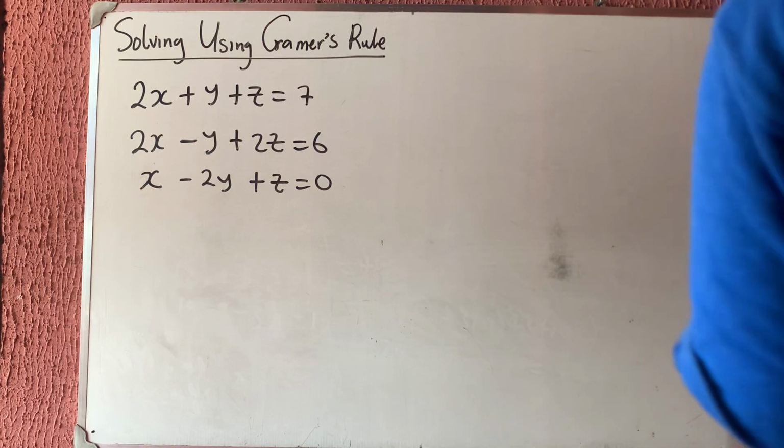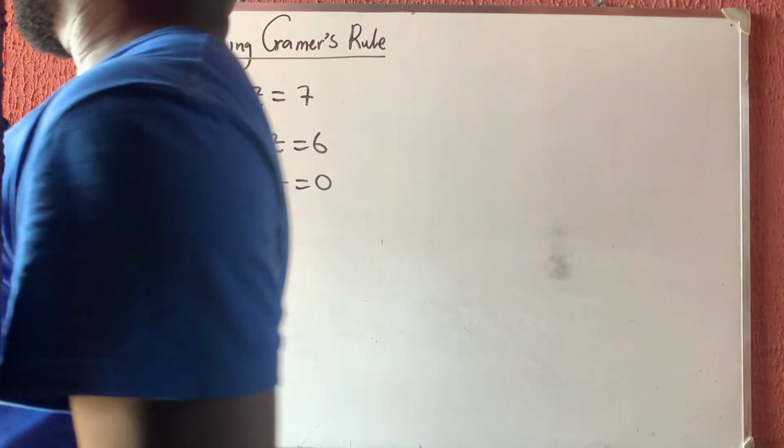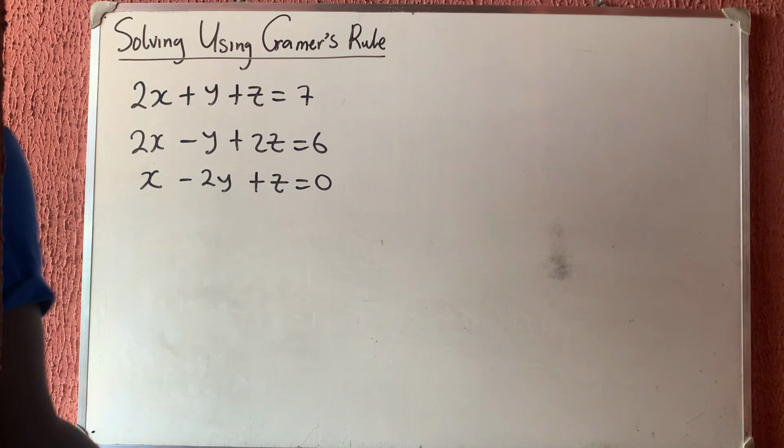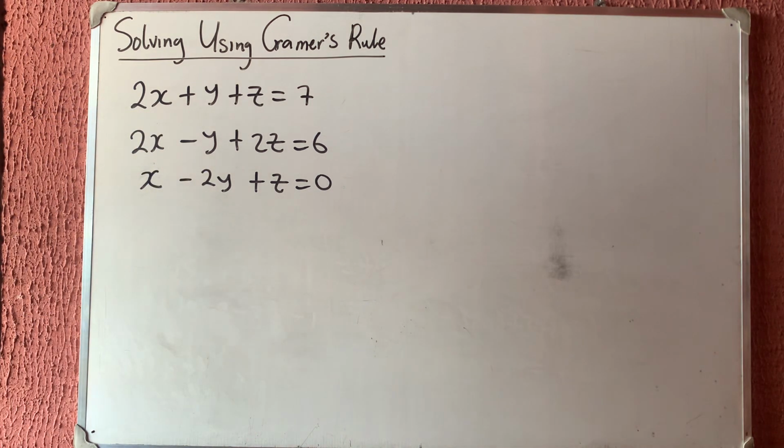All right, let us quickly solve this Olympiad math problem. Okay, this is a simultaneous equation with three unknowns. Normally you can use the elimination method or substitution method to solve it, but I want to teach you the Cramer's rule method. Okay, and it's very simple.